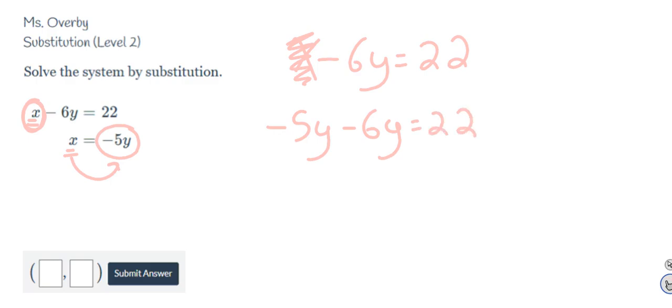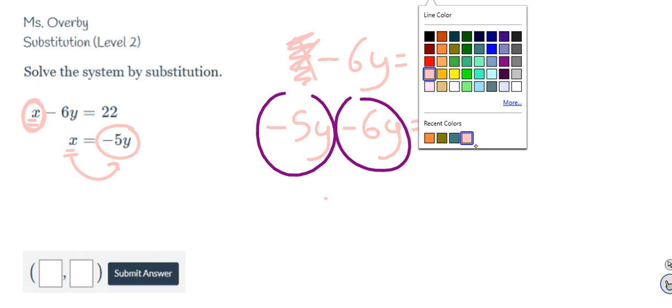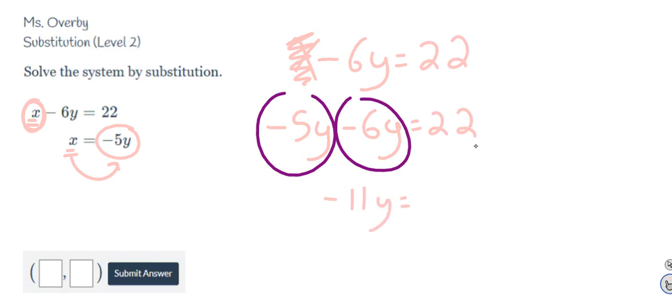Let's go ahead and add our like terms, -5y minus 6y. That's going to give me my -11y. And then I'm just going to divide both sides by -11. And I get y equals -2. Now we have to be careful. When we solve for y first, we want to put it where the y goes. All right, don't put it where the x goes. All right, so now we need to solve for x.